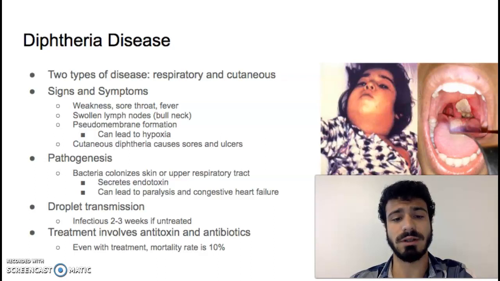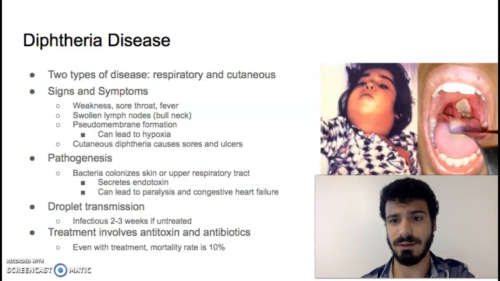Diphtheria is transmitted through respiratory droplets, and treatment involves antitoxin and antibiotics, but it's far more effective just to prevent getting the disease through vaccination. Because even with treatment, the mortality rate is something around 10%, which is very high.